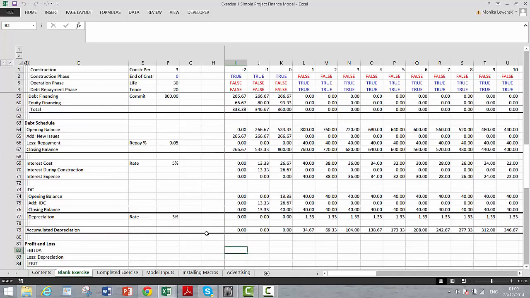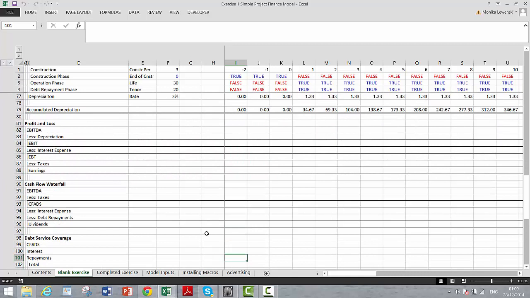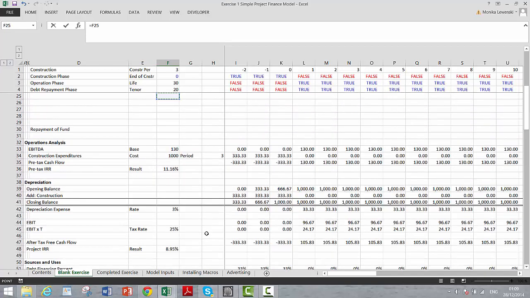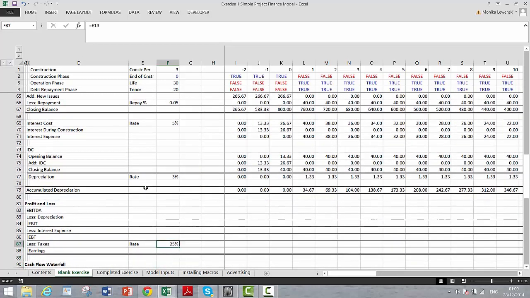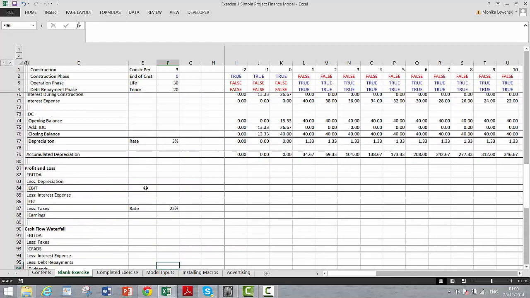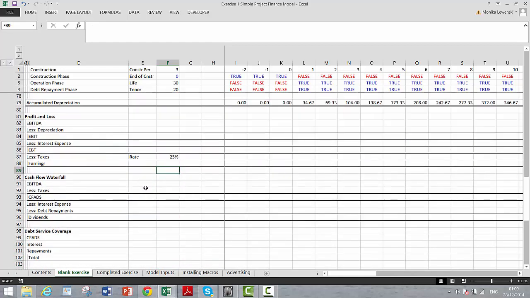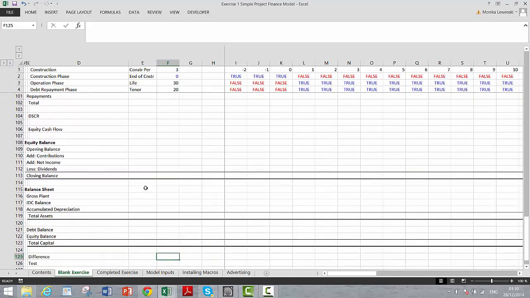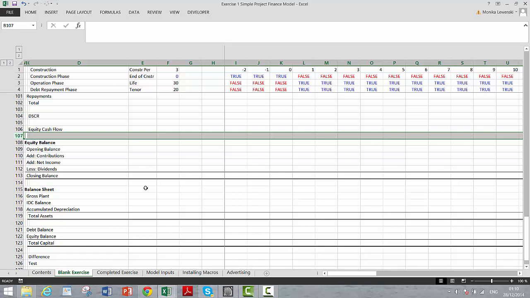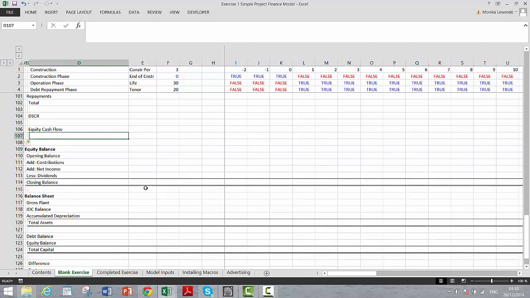Okay, and then the rest of it is kind of simple, because the only calculation in the profit and loss you really need is the taxes. Then we're going to have a ridiculously simple cash flow waterfall to get our dividends. We can compute our debt service coverage ratio, our equity cash flow. I don't know why I didn't put equity IRR here.